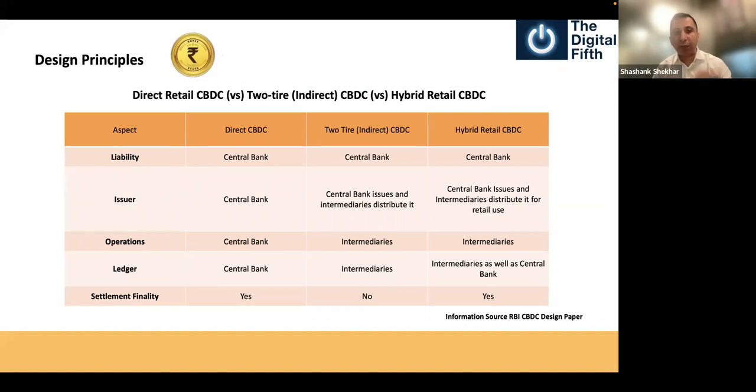And the settlement finality will be done by the central bank in the direct CBDC, because the central bank is directly involved and no intermediary is involved. In two-tier, the central bank is not going to do it; primarily the intermediaries will be involved in the settlement, while in hybrid, since the central bank is also involved in managing the ledger, it will also be involved in the settlement. So that's the broad structure. On the retail side, RBI has already announced a pilot. How the pilot will go, whether it will only be the direct CBDC, is unclear, but since 9 banks have already been participating, it could be the two-tiered approach or the hybrid retail approach that we may see as the pilots get announced.